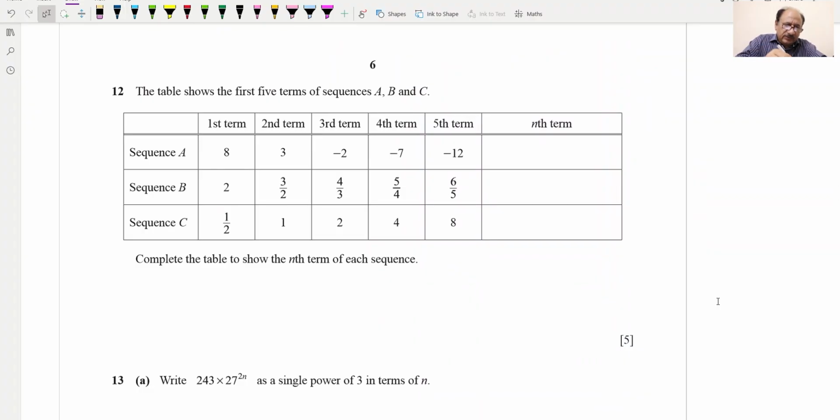Now question number 12. Question number 12 is easier, a sequence question. Sequences A, B, C are provided. The table shows the first 5 terms of the sequences A, B, C. So all 5 terms are provided, and we have to write the nth term and complete the table to show the nth term of the sequence. So we need answers for these 3, and it is a 5 mark question.